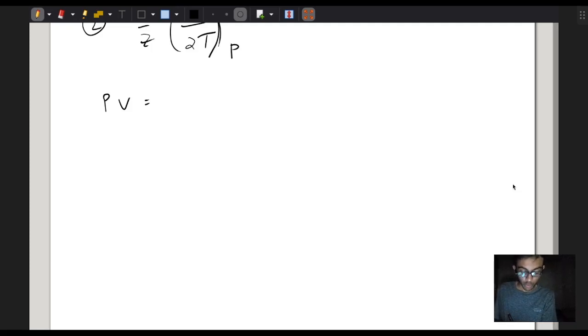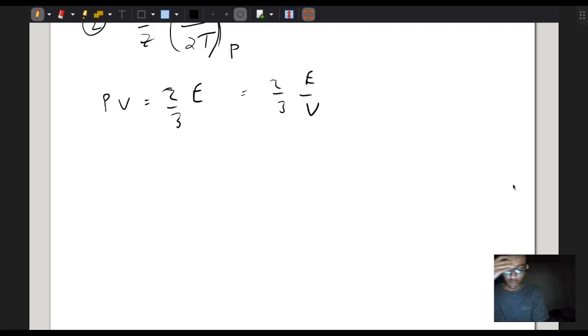Let's use the fact that the pressure is related to the energy density. So pressure is 2 by 3 times energy density. If you remember, we derived this for the Fermi gas. This is true at all temperatures, so this will also be true for the Bose gas at all temperatures.